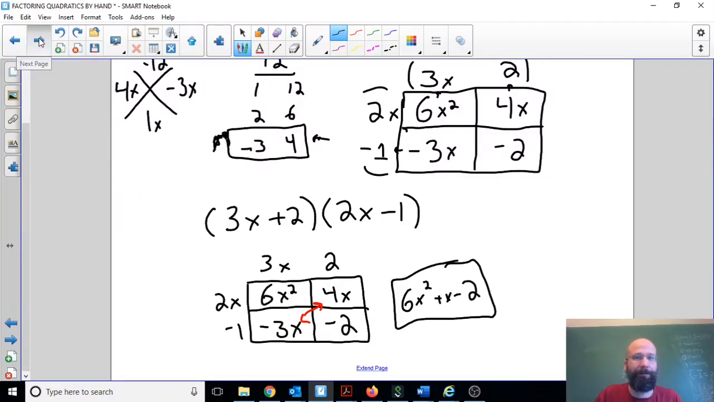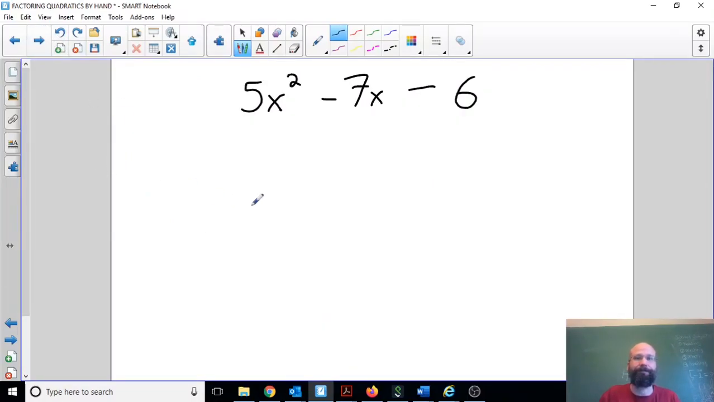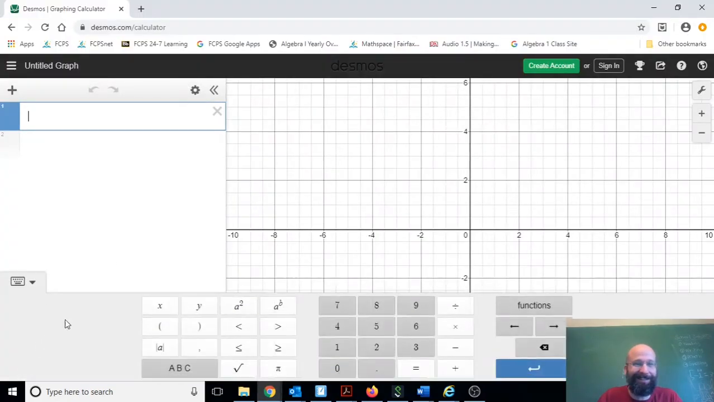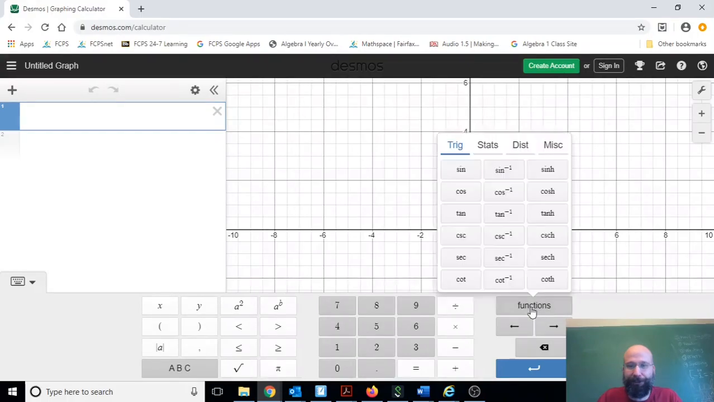All right, let's do another one. So now, because they're all numbers, and 5, 7, and 6 don't have a GCF, but let's pretend like I didn't know that. And how are you going to check it? The easiest way is going to be using Desmos. So to check it in Desmos, you're going to hit this keypad button, and then you're going to hit Functions key up here, up in upper right. It's right here. I move my head. Hopefully you can see the Functions button.